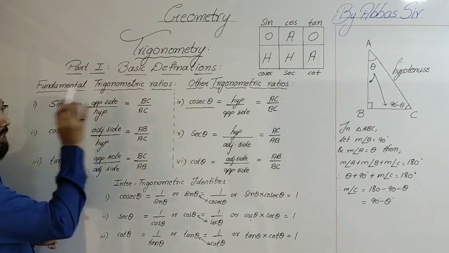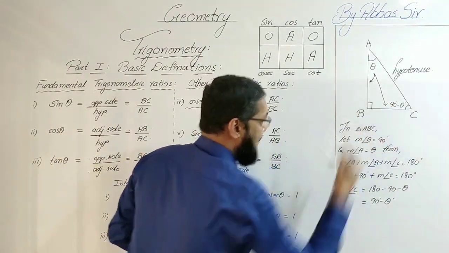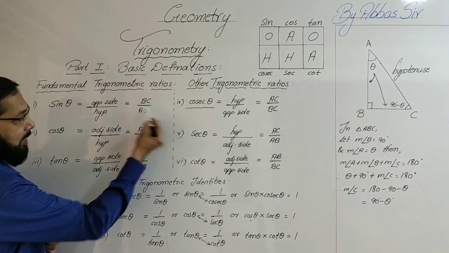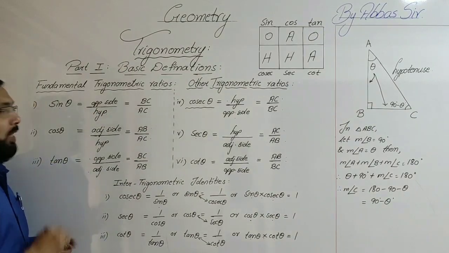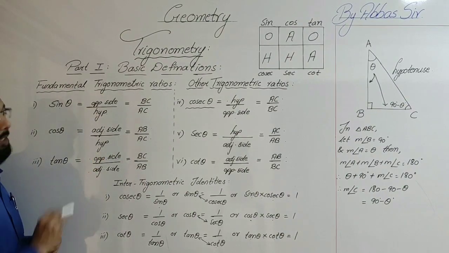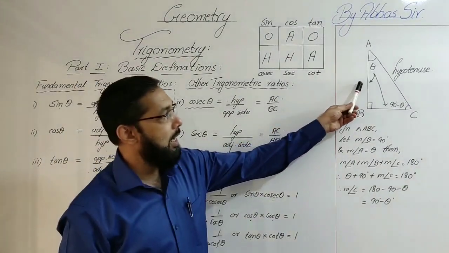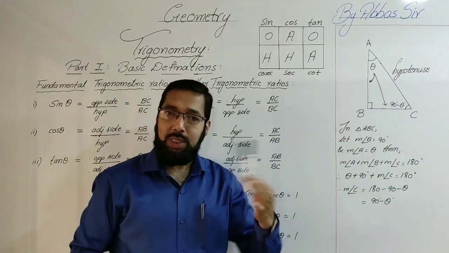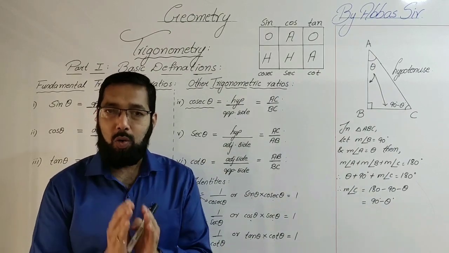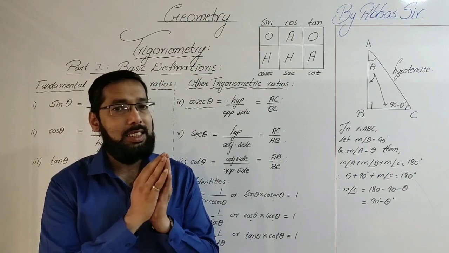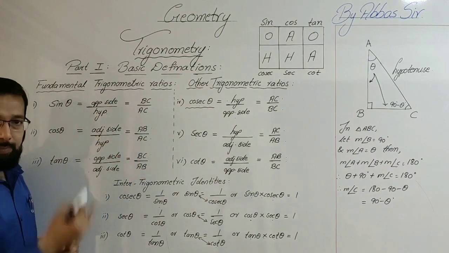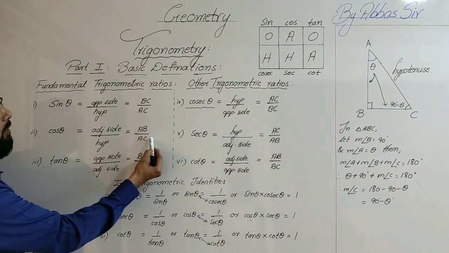The side opposite to theta in triangle ABC is side BC, and therefore we have written BC, and in place of hypotenuse we have written AC. This is the definition of sine theta. Similarly, the definition of cos theta is adjacent side upon hypotenuse. The side adjacent to theta is AB, although AC is also adjacent to theta, but hypotenuse is never considered as adjacent side or opposite side to any angle as far as trigonometry is concerned. Therefore, we will consider adjacent side as AB, and hence we get the ratio AB upon AC.